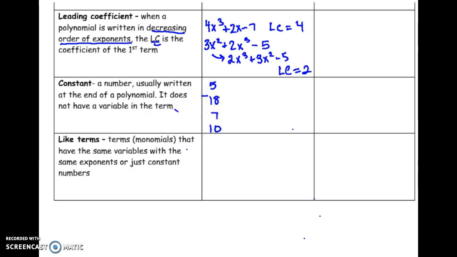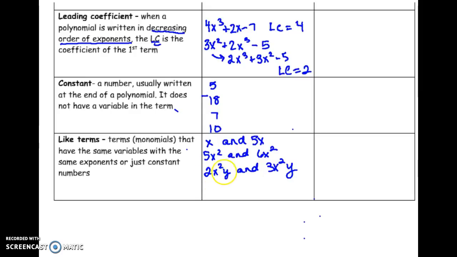Those are all constants. A like term is a term, a monomial, that has the same variables with the same exponents, or just constant numbers. So same variable, same exponent. So if I had x and 5x, those are like terms. If I had 5x squared and 6x squared, those are also like terms. If I had 2x squared y and 3x squared y, they would be like terms.